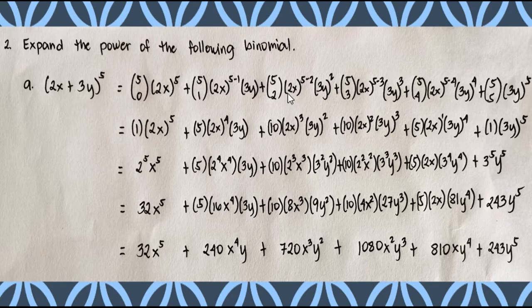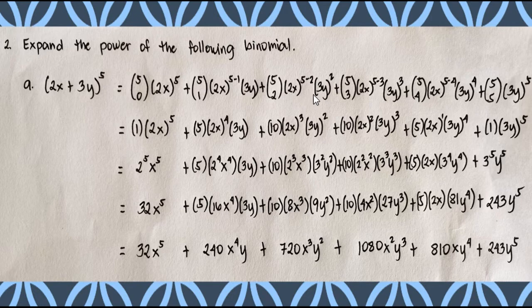Times 2x to the power of 5 minus 2. Okay, 2 naman po dito sa r. So, i-parenthesis natin dyan, kay kung dili natin i-parenthesis, ang x ra ang ma-power ana. So, dapat silang duha kay apil man si 2.